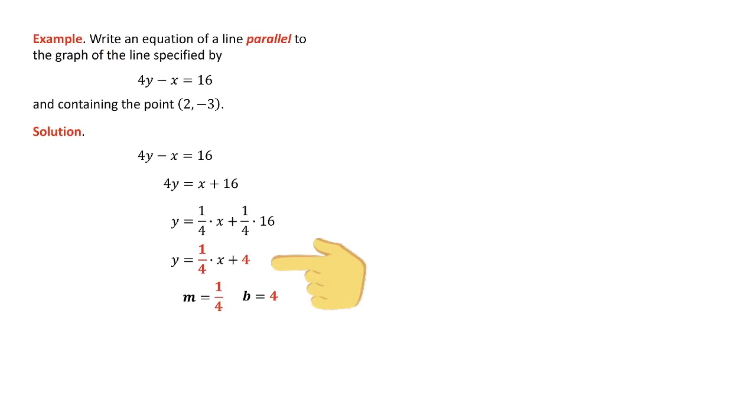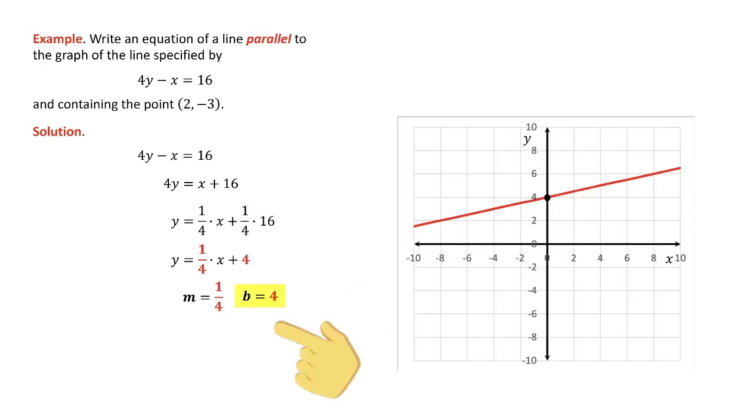An equation of a line parallel to the graph of the line specified by. It's misleading that they did not give it to you in the form of a line. You have to do that first. But now we're good to go, right? We have a slope and we have the y-intercept, so we're good.